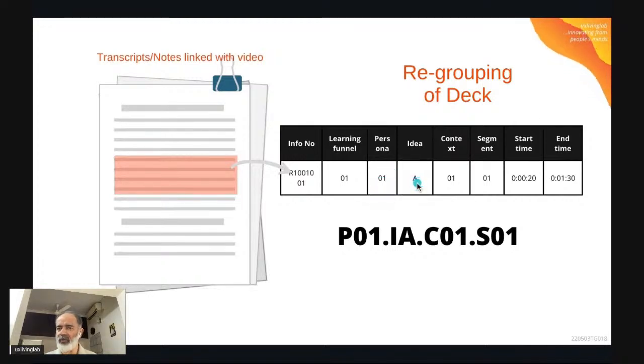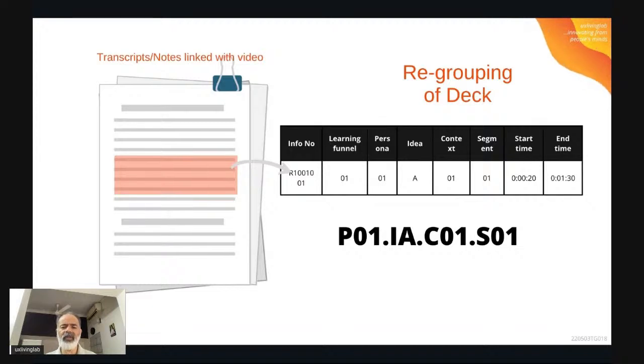Then what's the idea he's talking about? Is the idea A, B, or C? Then context. You already have the list of contexts, so the code number of the context the person is talking about. Then segment. You have the segments. What's the segment? Then what's the start time in the video and the end time in the video? So this is the detailed information about this part of the transcript. If you feel that from this point to this point this information is very valid for your analysis, then highlight it and mark it like this.